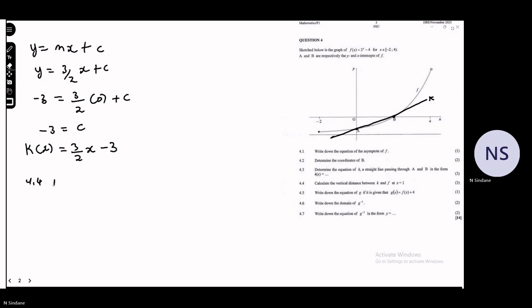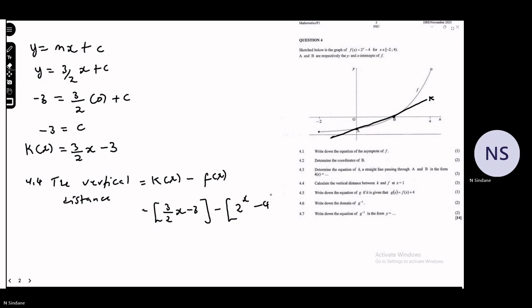So for 4.4, the vertical distance, we'll say k, which is above, k of x minus f of x. Then k of x we know is 3 over 2 x minus 3, minus f of x, which is 2 to the power x minus 4. We're told to identify the vertical distance at x is equal to 1. So where there's x, substitute 1. So this will be 3 over 2 into 1 minus 3, minus 2 to the power 1 minus 4.